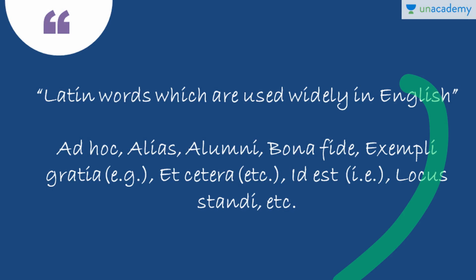Now here we have some words. These are very few words, and we'll be talking about n number of words in this course, so please don't worry about that. But just for instance, I have some of the words written here like ad hoc. I will not discuss the meaning right now. That we'll be talking about in the next coming lectures. Then we have alias. Then we have alumni. Then we have bona fide. Then we have exempli gratia. Now if you just remember, we always use this e.g. whenever we are going through any book, like we call it example, for example, and there it is written e.g.